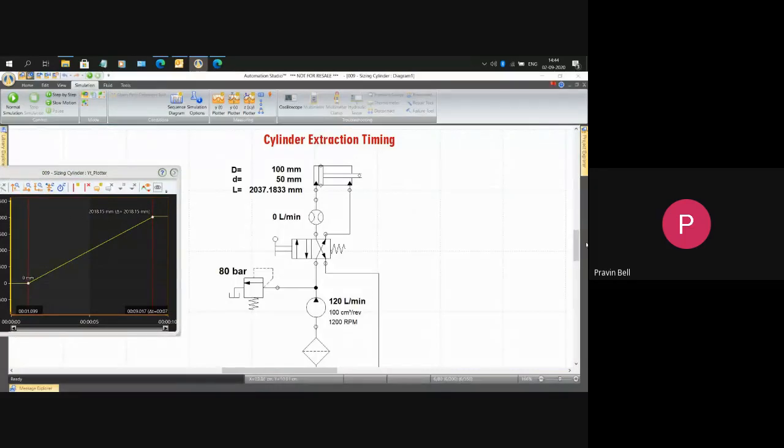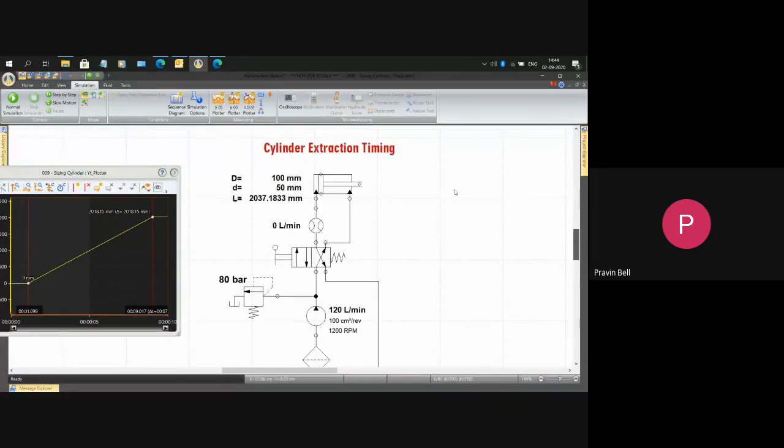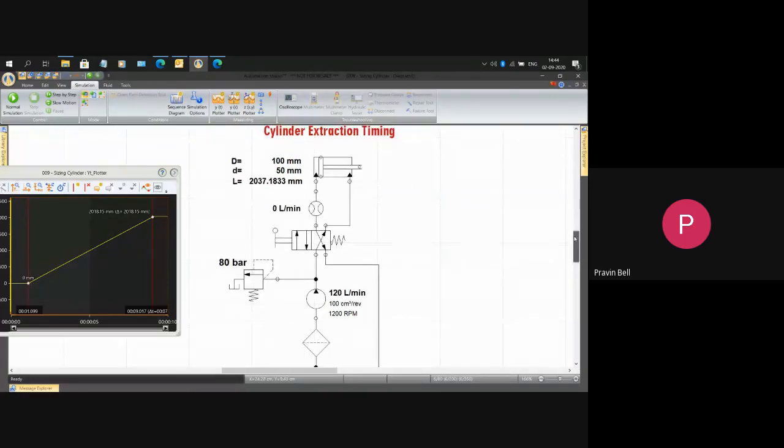So how do I do a design problem in Automation Studio? We are going to do a cylinder extraction timing design problem. That this particular piston should extract from 0 to 100 in exactly 5 seconds or 2 seconds or 3 seconds. How do I do such a problem? Now, the beauty of Automation Studio is you don't have to sit and do mathematical calculations on paper. It gives you an entire module to do such problem solving.